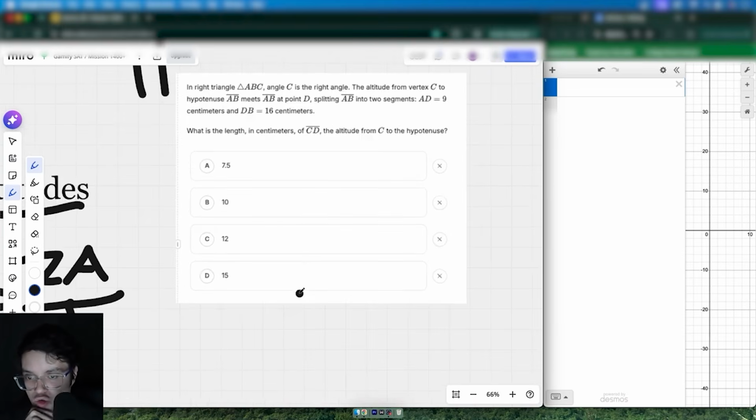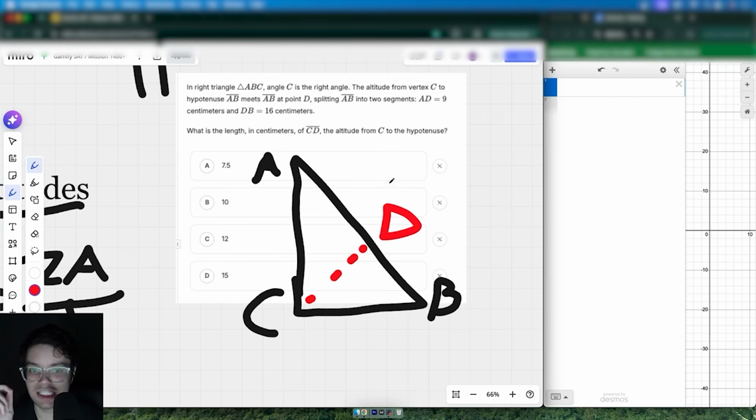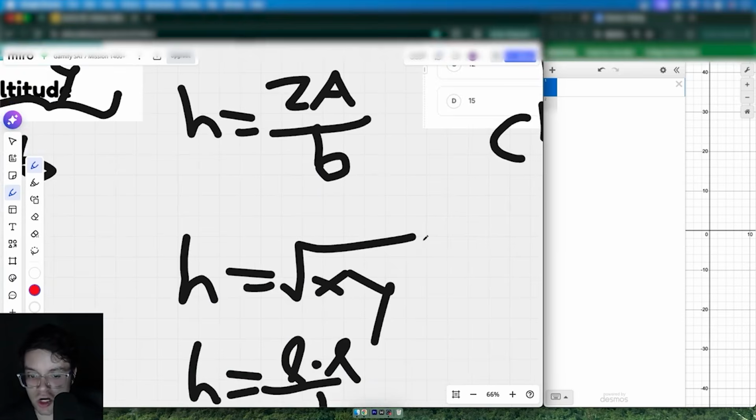Okay, so for this one here, right triangle ABC, with C being the right angle, and it says the altitude from vertex C to hypotenuse AB meets at point D. So that splits into two segments, AD, which is 9, and DB, which is 16. And it asks, what is the length of CD? So remember the formula down here, square root of x times y.